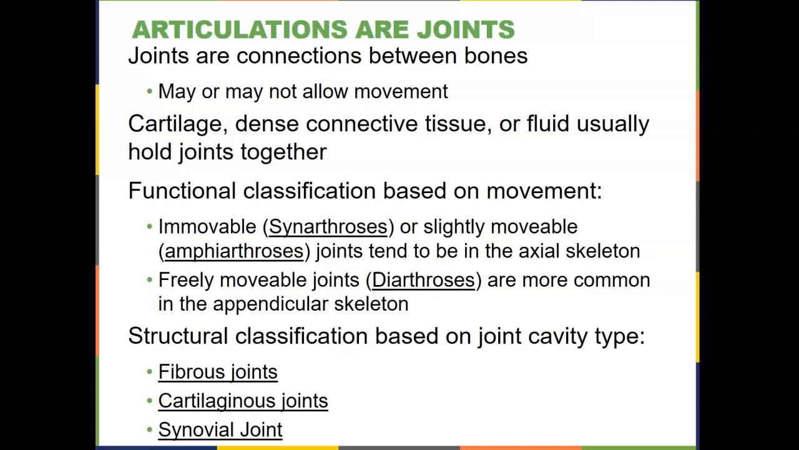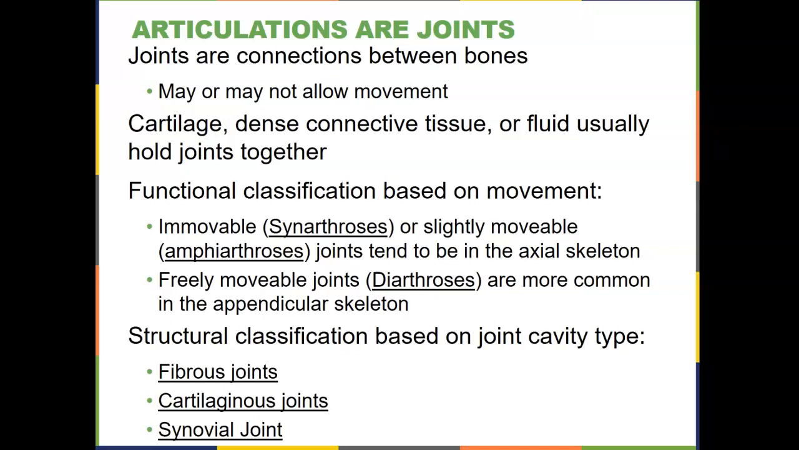Joints are named based on a couple different things. You can name a joint based on its functional movement, or you can name a joint based on the type of cavity it has. Why do they do this? It depends on the field of medicine or science you're working in. A general doctor would still name joints based on functionality, but in physical therapy, you would probably classify joints based on how they move.